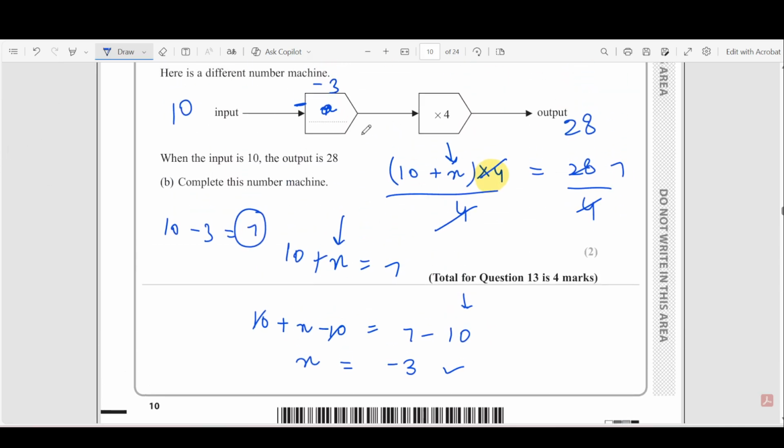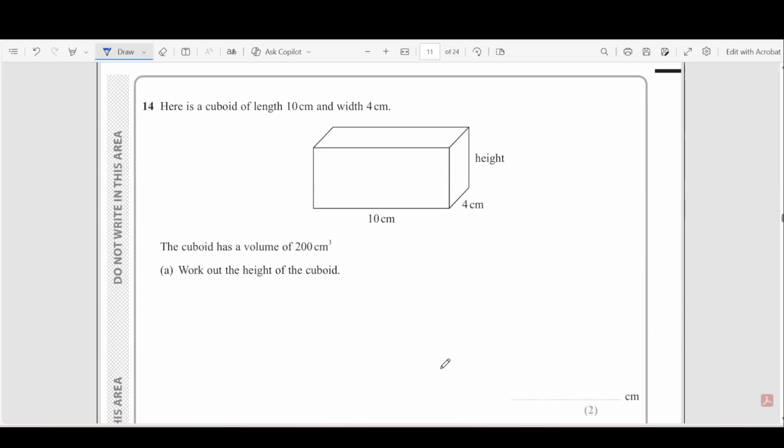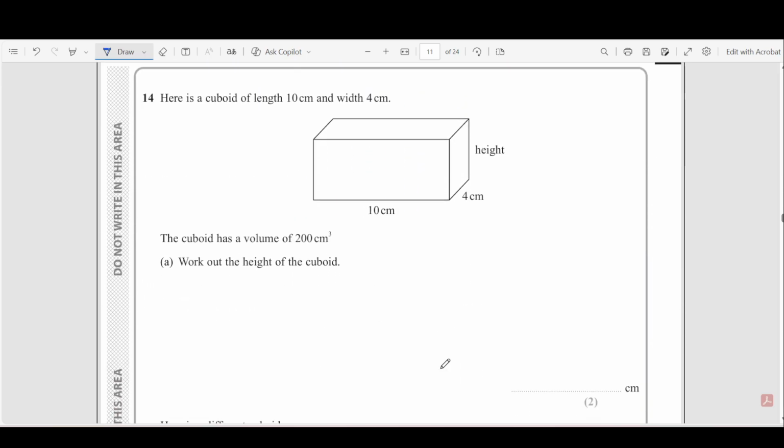So when one of the operations is not given, just take it as x, solve it, and try to find that variable. The next question is, we have a cuboid given and we need to, I think, find its height, and the volume of the cuboid is given.